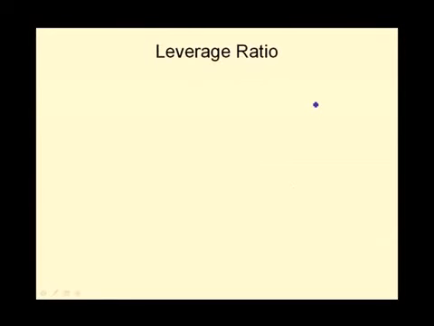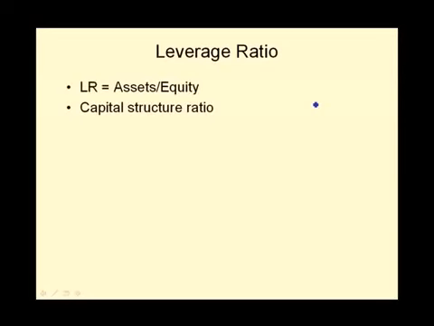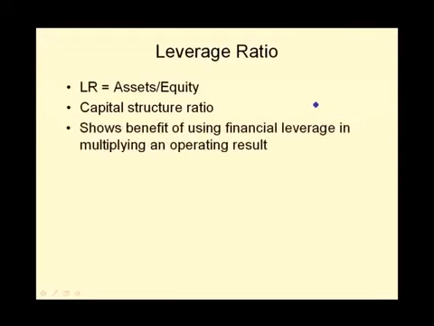One component ratio of the DuPont analysis is the leverage ratio. The leverage ratio is defined as assets over equity. It's classified as a capital structure ratio, and it shows the benefit of using financial leverage in multiplying a particular operating result. Note that the leverage ratio is the inverse of the equity financing ratio, which is defined as equity over assets. This is a ratio we've encountered a lot in previous parts of the course.